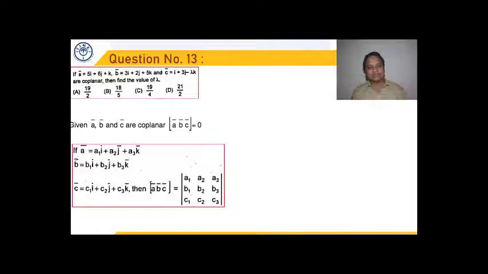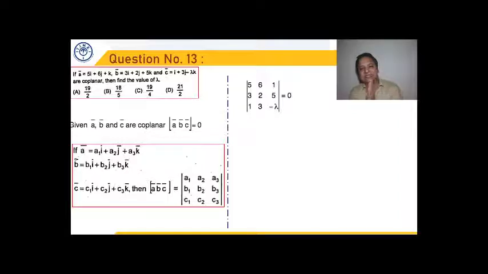Now, again, how do we find the scalar triple product? We write the three vectors and their coefficients as the corresponding rows and then solve the determinant. First vector is 5i plus 6j plus k, so its coefficients become 5, 6, 1. Second vector is 3i plus 2j plus 5k, so coefficients become 3, 2 and 5. And third vector is 1, 3 and minus lambda. Since they are coplanar, the value of this scalar product should be equal to 0.